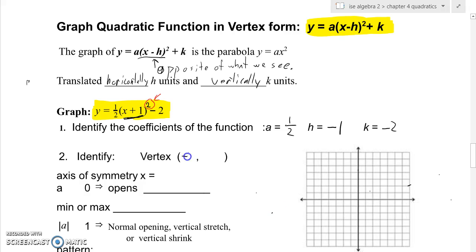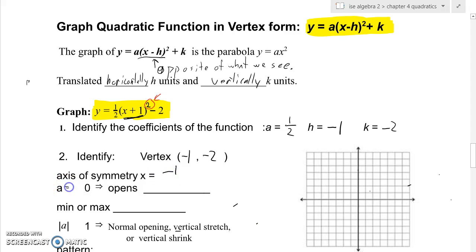So our vertex, we don't have any work to do. We just pair the h and the k together and we're done. The axis of symmetry still goes through the x coordinate of the vertex. So we are having an axis of symmetry at negative 1.